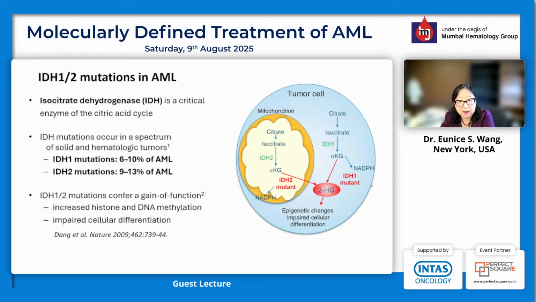Now, moving on. What about these other molecularly targeted therapies? FLT3 is only detected in about 25 to 30% of patients. Well, we can look at IDH1 and IDH2 mutations. These mutations are less common.